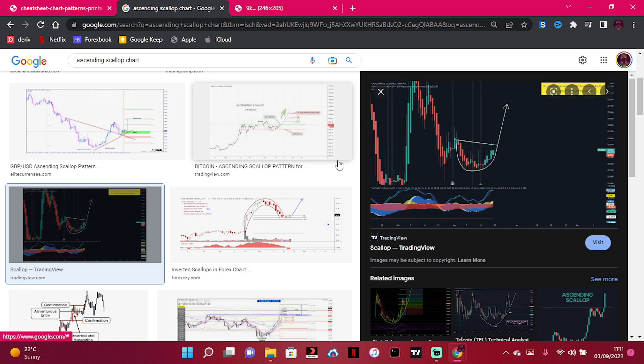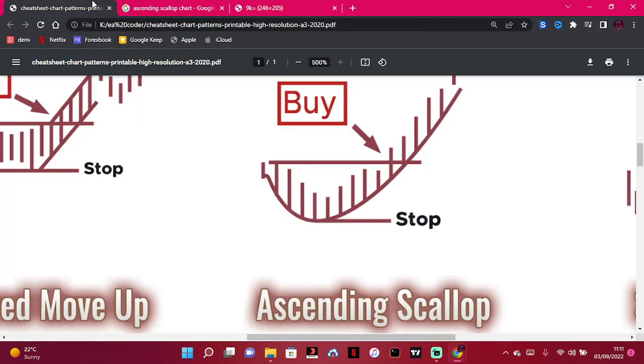So here is the best example of the ascending scallop. You draw a smooth curved line coming down the candlesticks, and finally going up. Then you draw another line here on top, wait for the candlesticks to break out, then you enter a buy. So it's much simpler, but it's not easy to draw, okay.